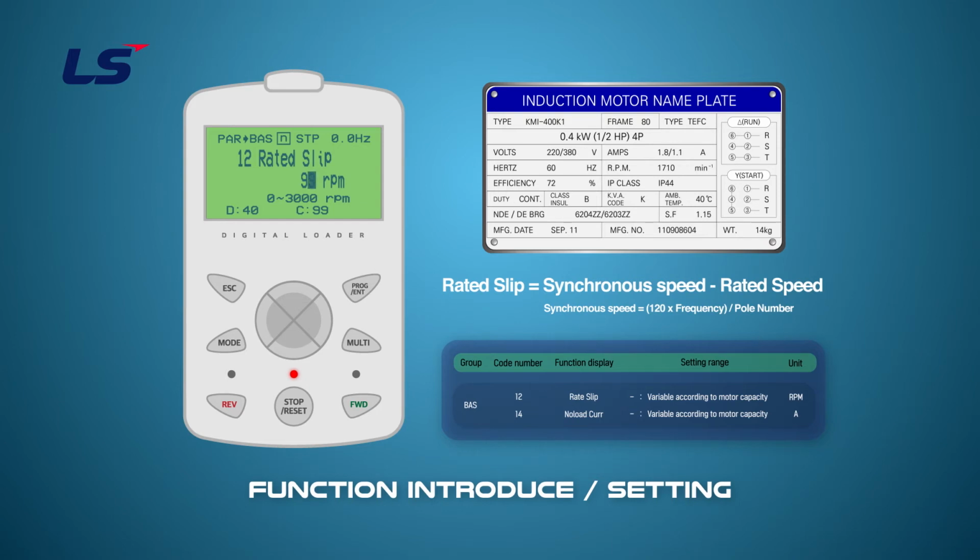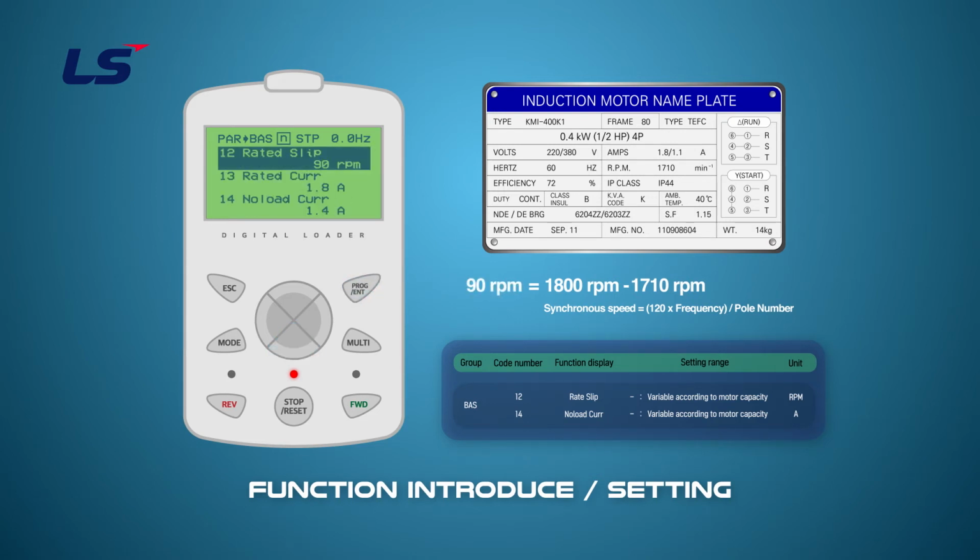The rated slip can be obtained by calculating the synchronous speed minus the rated speed, which means that the slip of the motor is 1800 RPM minus 1710 RPM, that is 90 RPM. Finally, you can set the BAS 14 no load current at about 1/3 of the normal rated current.